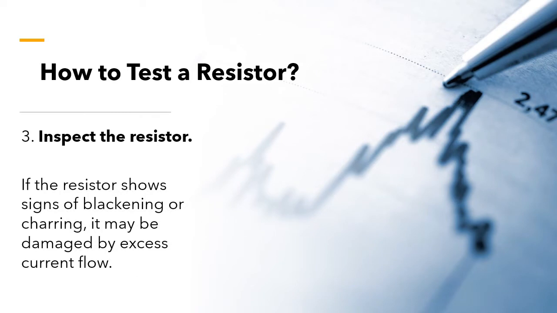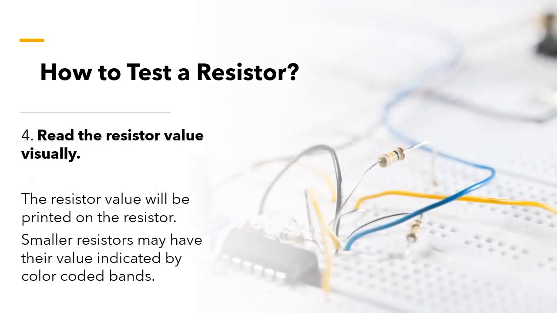Number 3. Inspect the resistor. If the resistor shows signs of blackening or charring, it may be damaged by excess current flow. A resistor showing blackening or charring should be replaced or discarded. Four, read the resistor value visually. The resistor value will be printed on the resistor. Smaller resistors may have their value indicated by color-coded bands.